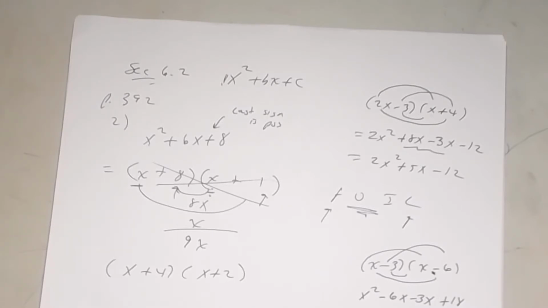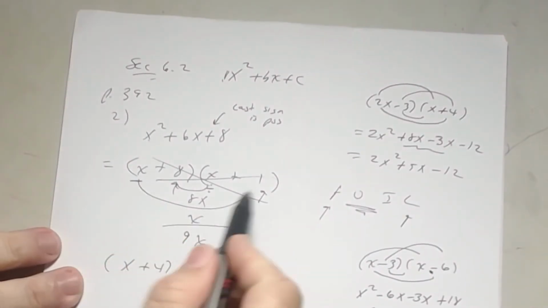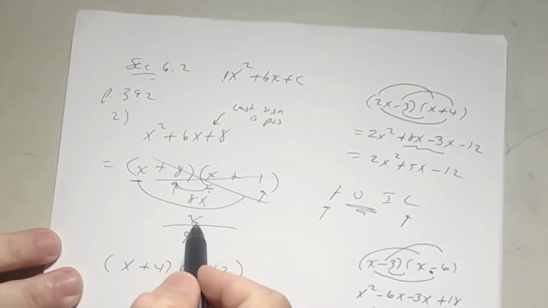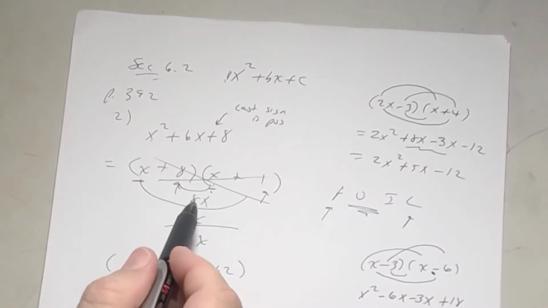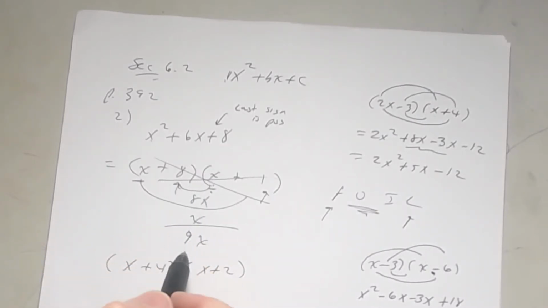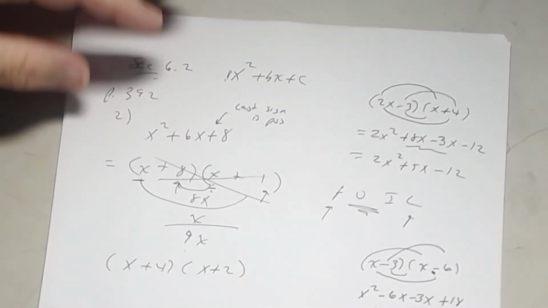Where did you get the x over 9x? What's the outer? What's x times 1? X. And the 9x. The inner is 8x. 8x plus x is 9x. You got it? Okay. So that was just combining like terms.